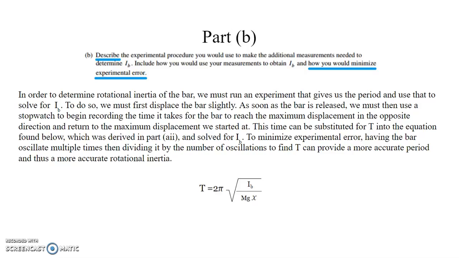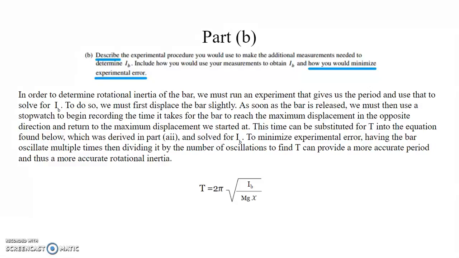Include how you might use your measurements to obtain IB and how you would minimize the experimental error. So if you look at the original prompt, you'll see that it states that we have a known mass M, length L, and center of mass located x distance away from the end of the pivot. Since gravity is a constant, we're only left with 2 unknown variables if we were to use the equation we derived in part 2 of A.